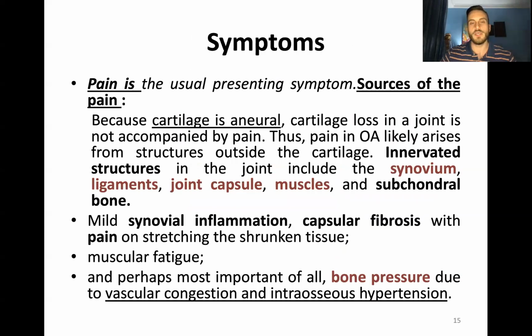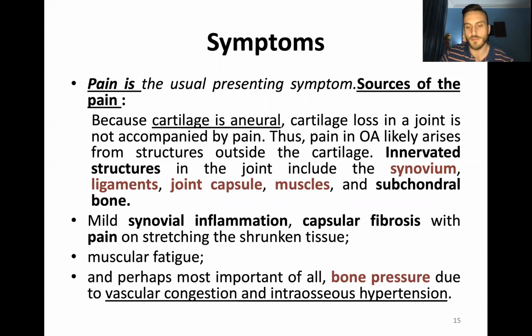Symptoms. The patients will come to your clinic usually, or to the emergency room, complaining of pain. Always, it's pain and pain and pain. Cartilage per se, there are no pain endings in cartilage. So the patient will not complain from the cartilage itself, but from the things around, which is the ligament, the capsule, the synovium, and the muscles, and the subchondral bone. So these are the things that will cause him pain.